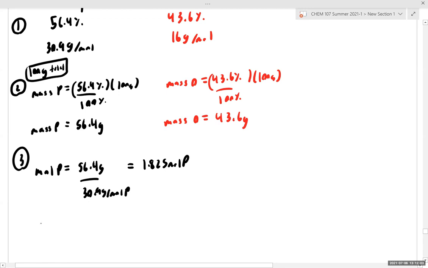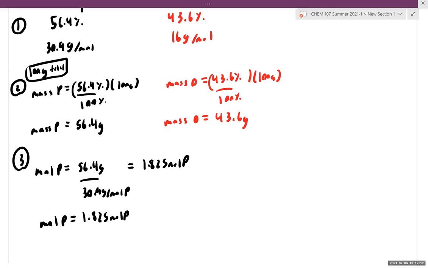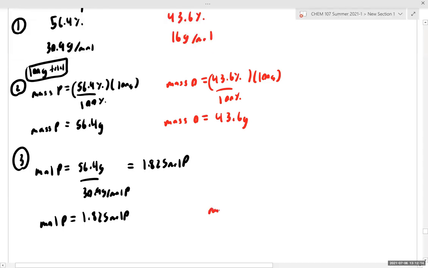Okay. What about the moles of oxygen? How many moles of oxygen do we have in this sample?